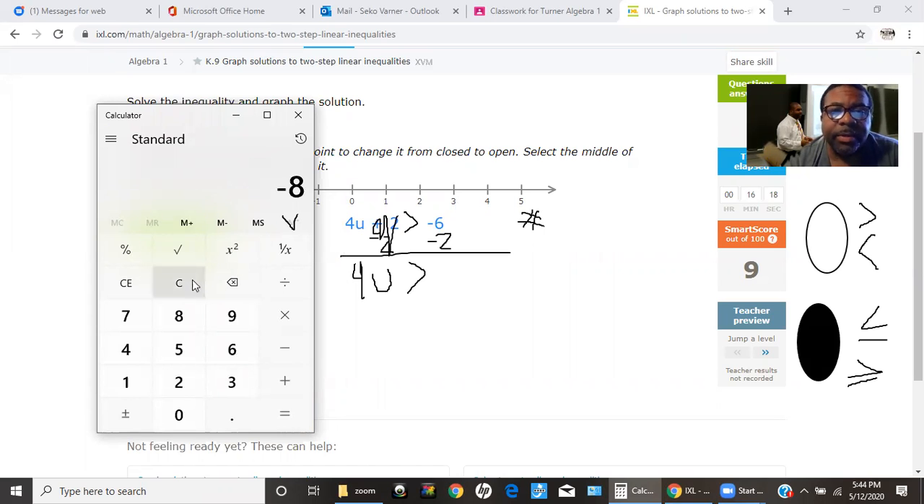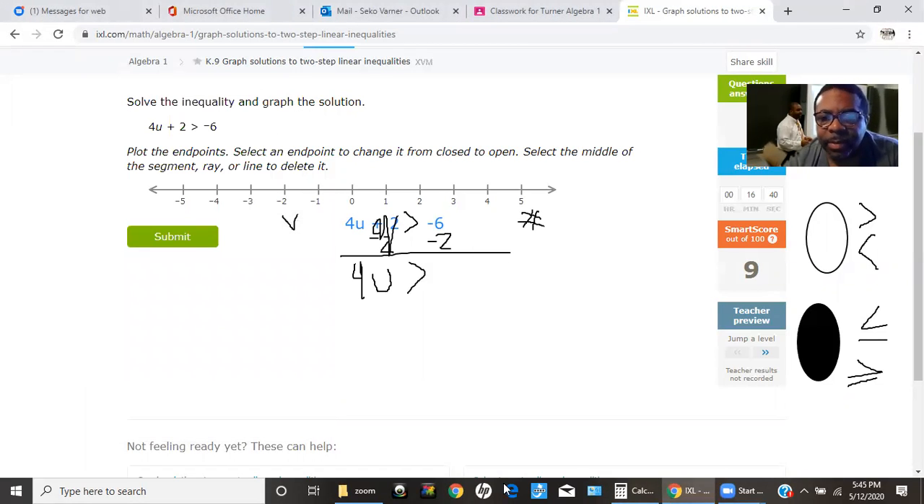-8. Now, some of you are saying, Mr. Varner, that's actually -6 combined with -2. Well, let's see if that happens. -6 combined, which also means add, -2. We combining -6 and -2, -8. Same thing, okay? I'm glad you caught that. Good job, okay? So let's go ahead. And so that's going to be -8. Okay, so now 4u is greater than -8.